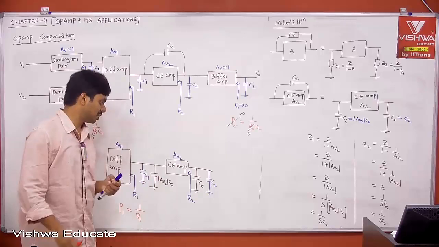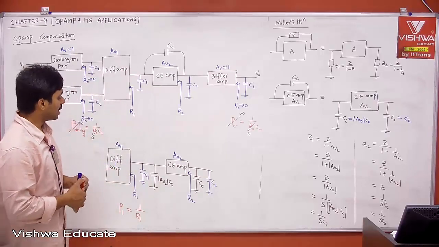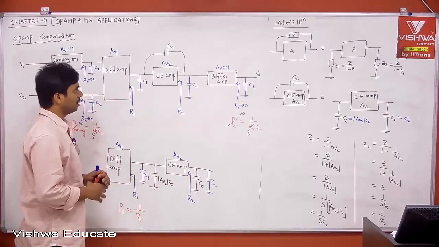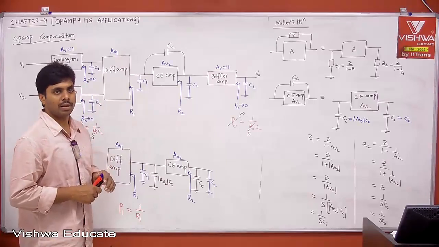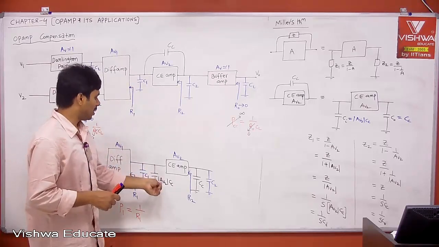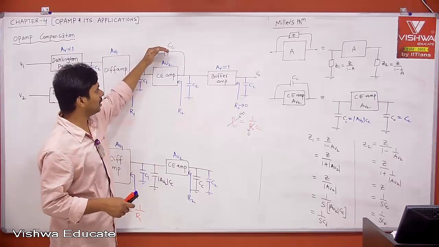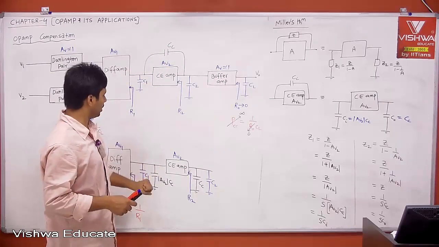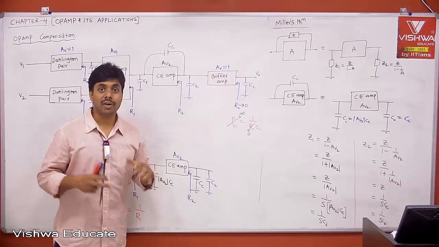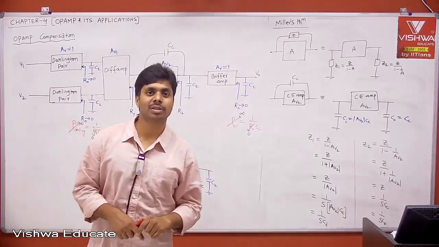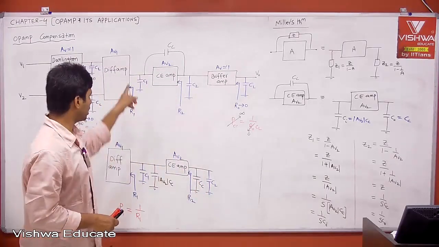See, you may say directly, why don't we add a cap here? If you add a cap here, done. But how much cap do we need to add? 500 times of CC. If you add that, you will get it. But instead of that, just add CC in between, then automatically it will effectively be 500 times of Cc. Then 500 times of Cc effectively is coming at the input stage. Sorry, at the first stage output.